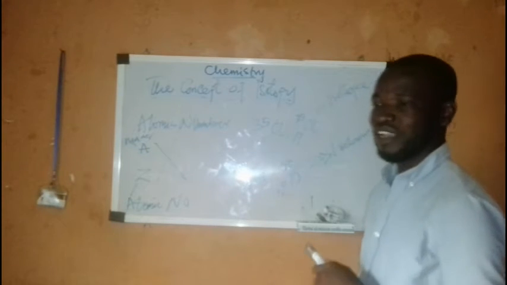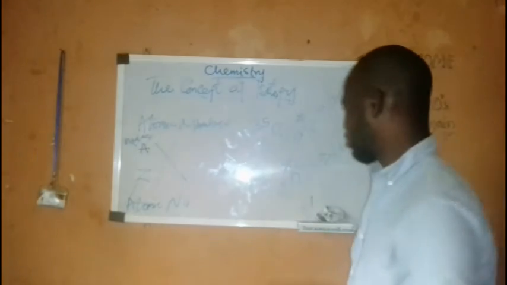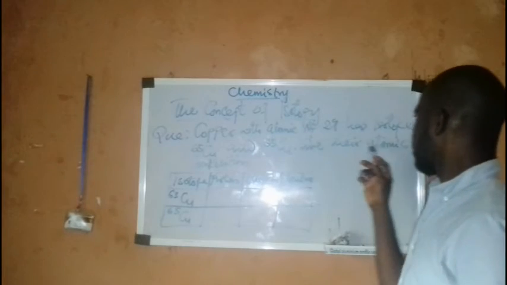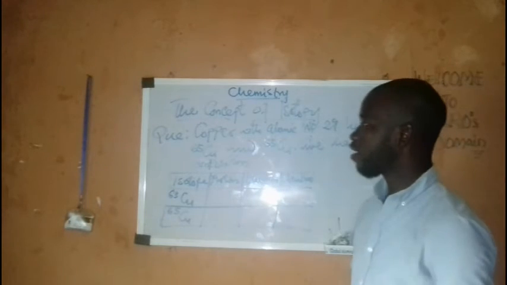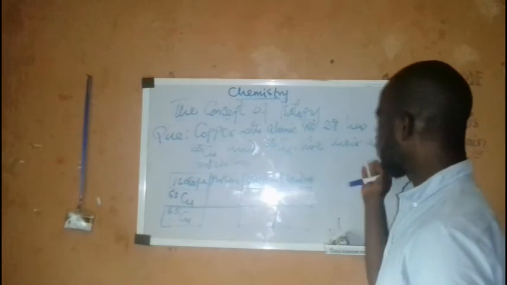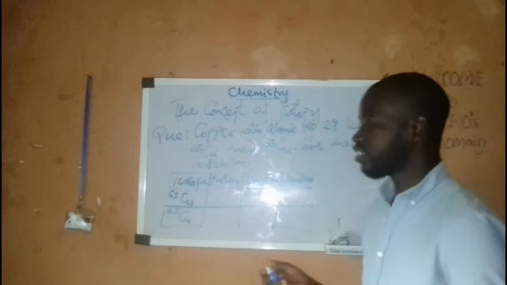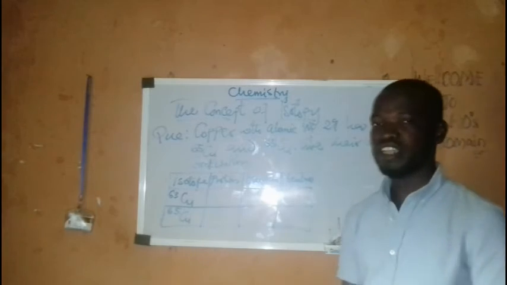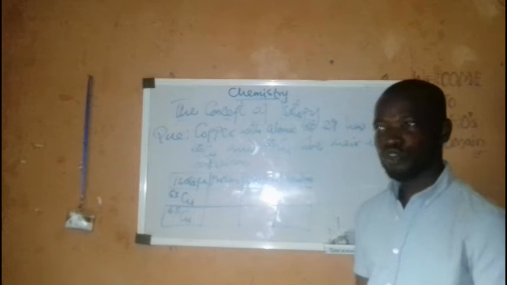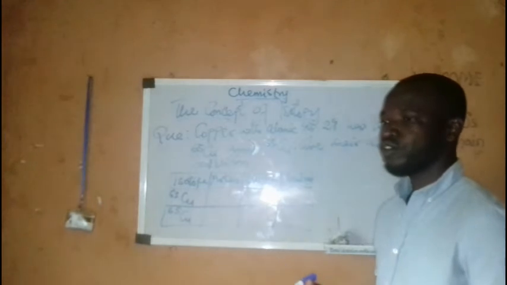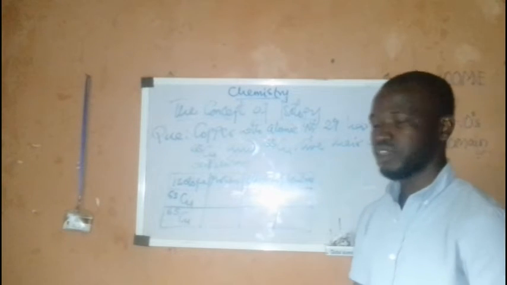Now let's take some calculations involving atomic number, mass number, and the concept of isotopy. Copper with atomic number 29 has isotope 65 and isotope 63. Give their atomic composition. Now there are different ways to solve this problem, but a simpler and easiest way is to draw a table like this. We are asked to determine the atomic composition, that is the composition of the atomic particles in that element, say copper 63 and 65.